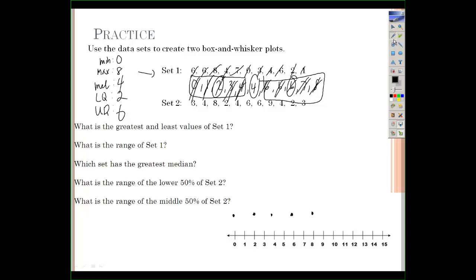So I'm going to connect from this point straight through all my other points, all the way to the other side. So we've started our box and whisker plot. But I don't see any box and I don't see any whiskers yet. So what we need to do is this.